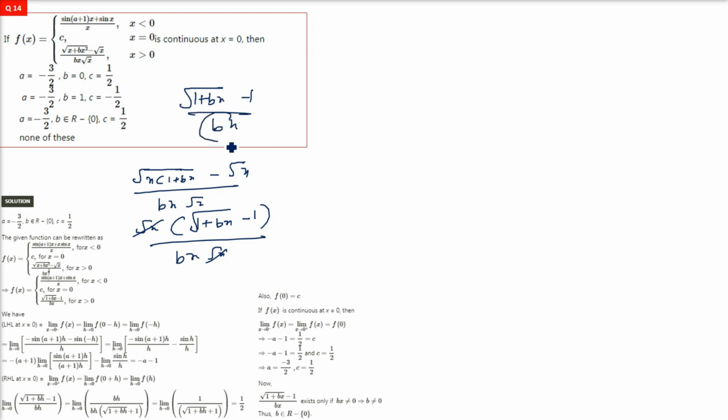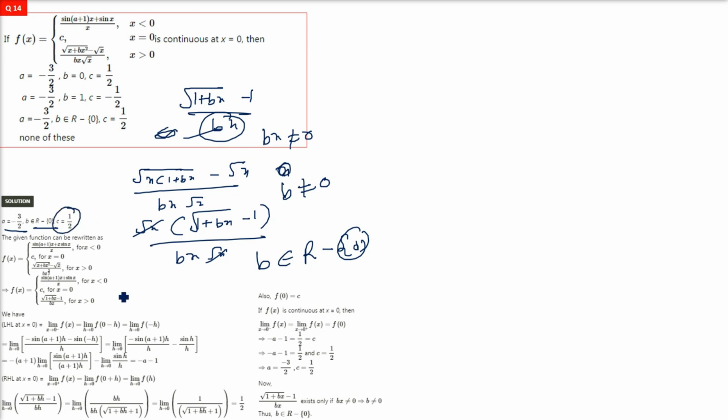Now this will exist when the denominator cannot be 0, so bx should not be equal to 0. We are not talking about x, we are talking about b. B cannot be equal to 0. So this expression will be valid only when b is not equal to 0, that is b belongs to all the real numbers except 0. You can have all the values in the world except 0. So this is b. A is minus 3 by 2, b is a real number except 0, and c is 1 by 2. So the third option is correct. This is your answer.